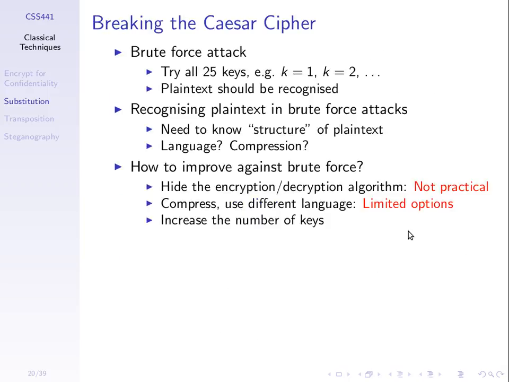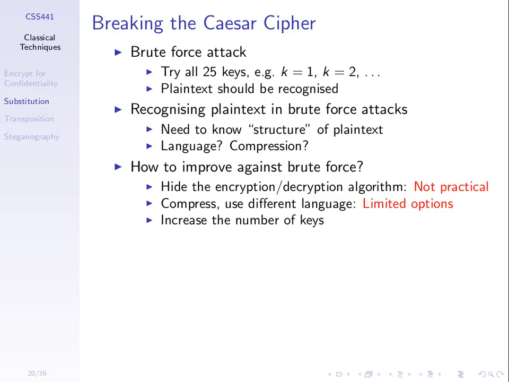So how to improve? Well, how to improve against brute force? One way is to make the attacker guess what algorithm was used. Don't tell them that we use the Caesar cipher. But in practice, that's hard because A, there are not many algorithms that they need to try, and B, usually we know the implementation. It's hard to hide the implementation of the operating system or of the encryption software. So usually it's assumed that the algorithm is known, or it's easy to find.